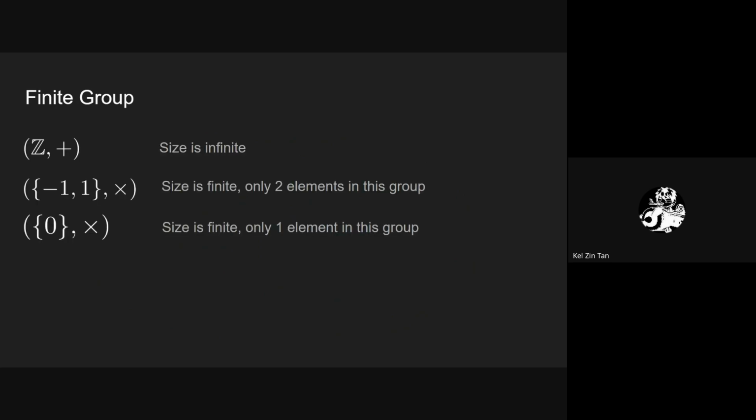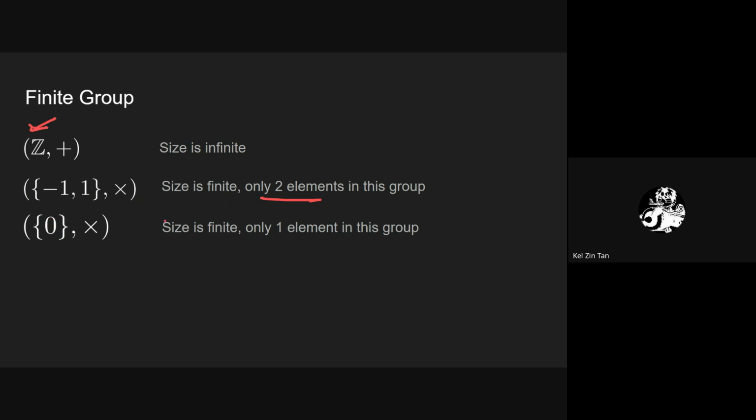Okay, so we have talked about groups, right? And just now I mentioned that the groups that we generally show are infinite in size. For example, the integers, there are an infinite number of elements in the integers. But there are also some examples, for example, the group of just -1 and 1. The size is finite and there are only two elements inside. And there's also this very special group, which is called the zero group.